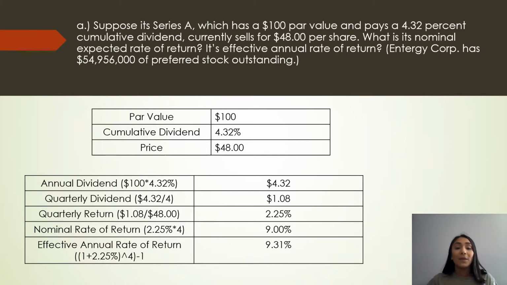I then used this information to get the nominal rate of return. So I used the 2.25% and multiplied that by 4 to get 9%. And then for the effective annual rate of return, I added 1 plus 2.25% to the fourth power and subtracted 1 to get 9.31%.